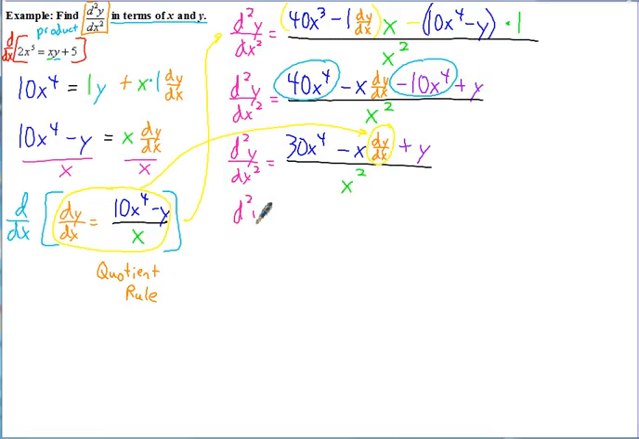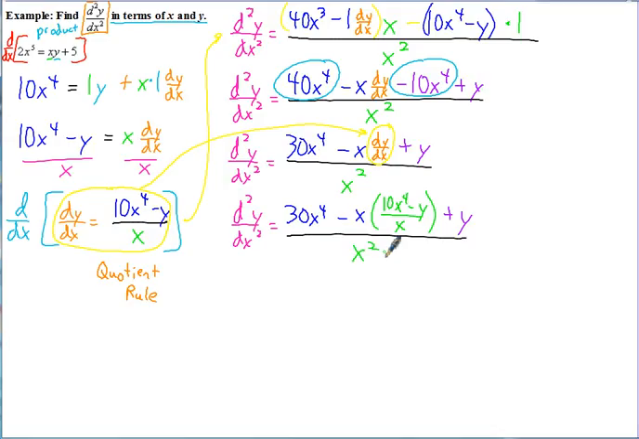So we'll have the second derivative, 30x to the fourth minus x times our dy/dx, which was 10x to the fourth minus y over x, and plus y, divided by x squared. And you can see when you multiply that out, the x's are going to reduce out. And then you can just distribute the negative times both of those.